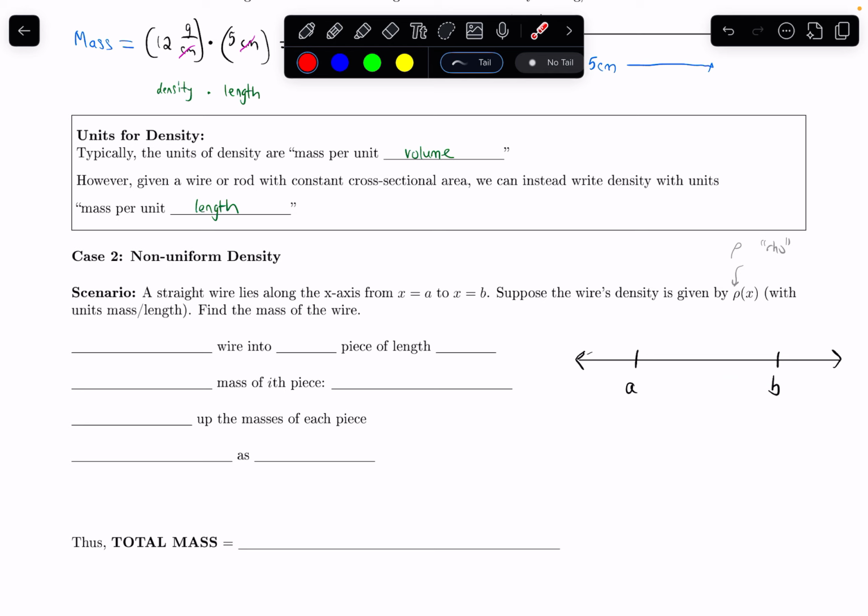I'm going to try to estimate this mass first. And to estimate it, I'm going to chop up this interval into a bunch of pieces. Let's write this: I'm going to chop up the wire into n pieces of length delta x. I've just drawn it chopped up into 4 pieces, but that's just for the sake of my picture. Now each of those pieces has a length of delta x.